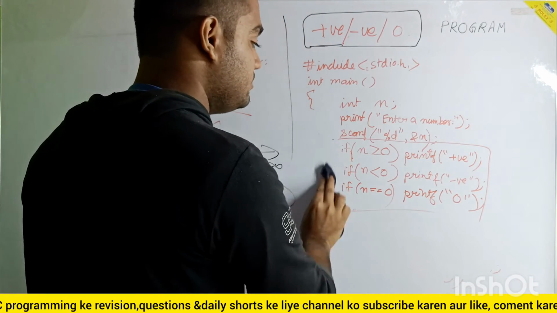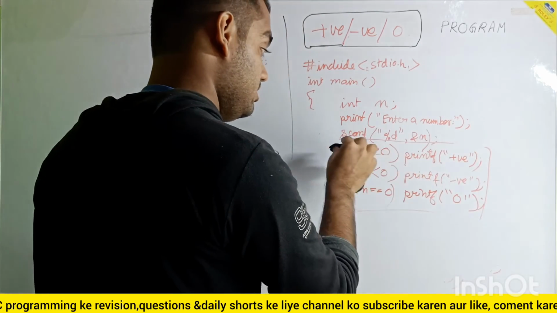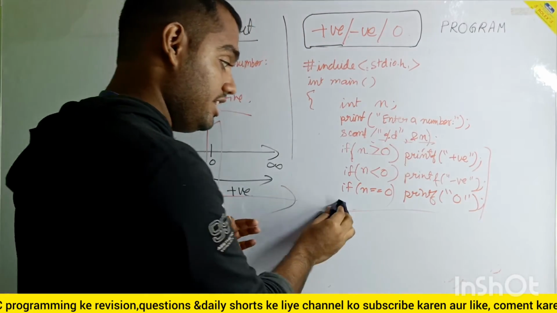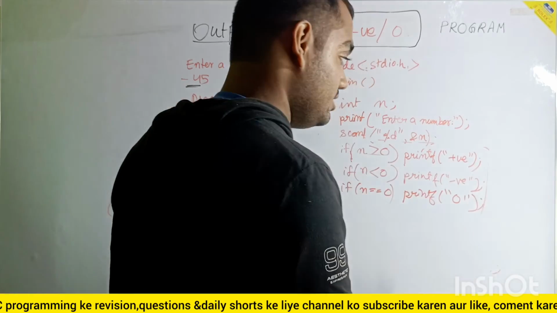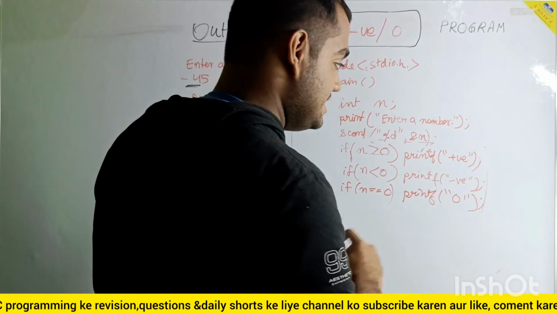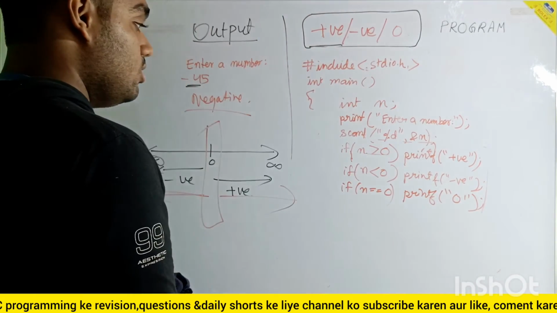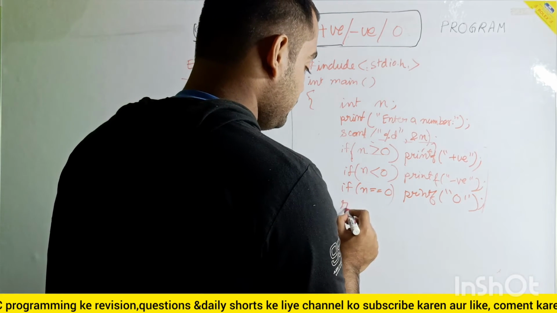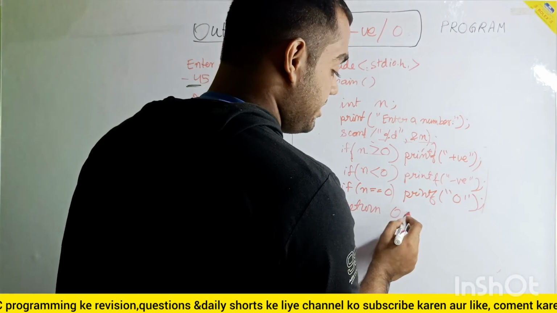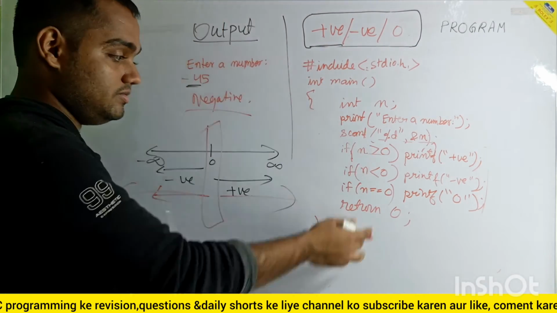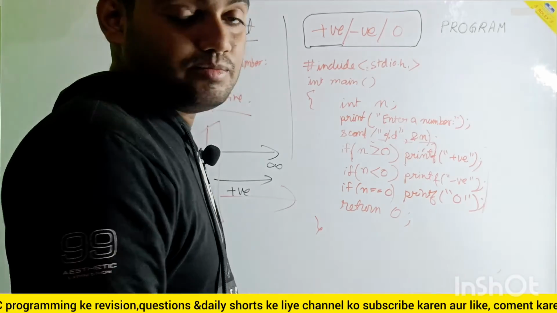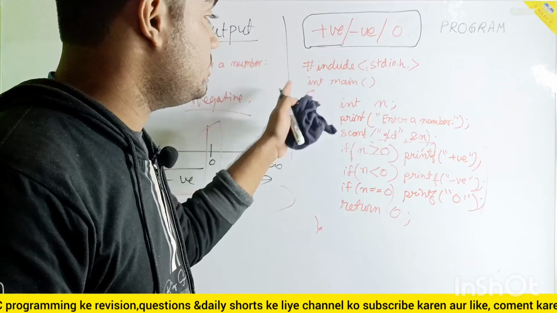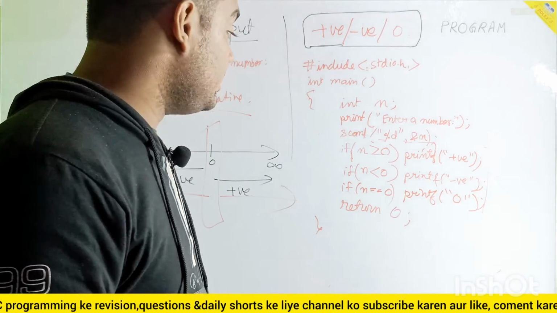This is the whole program for checking whether a number is greater than 0, less than 0, or equal to 0. Easy peasy. So we could end it like this. Sometimes we need to write return 0 at the end of the code. It's up to your compiler, because we say int main. So it is very easy.